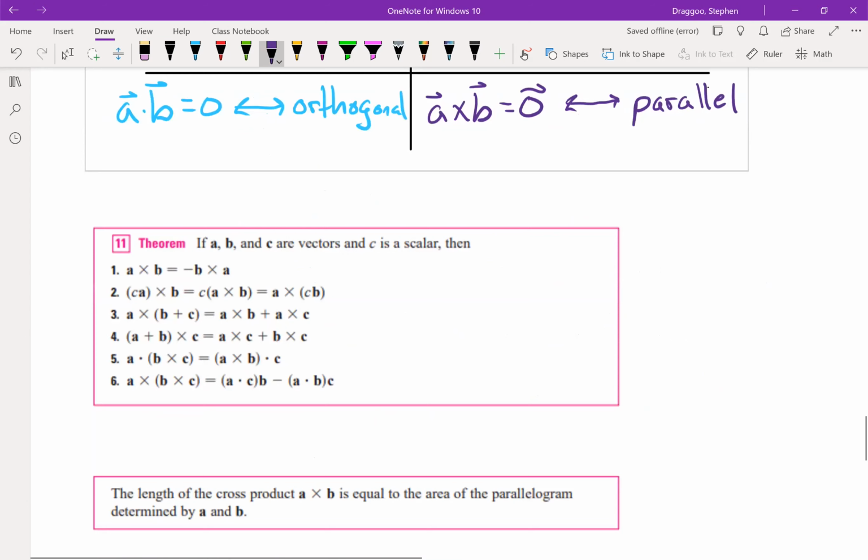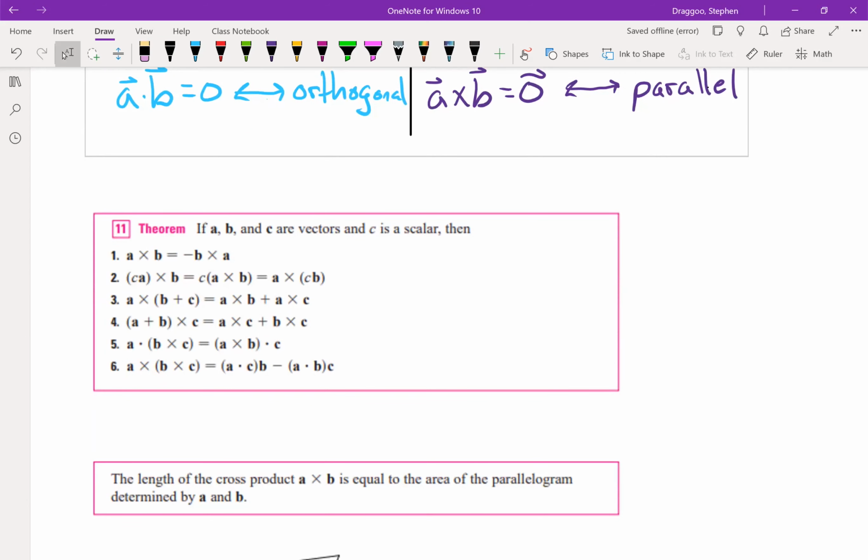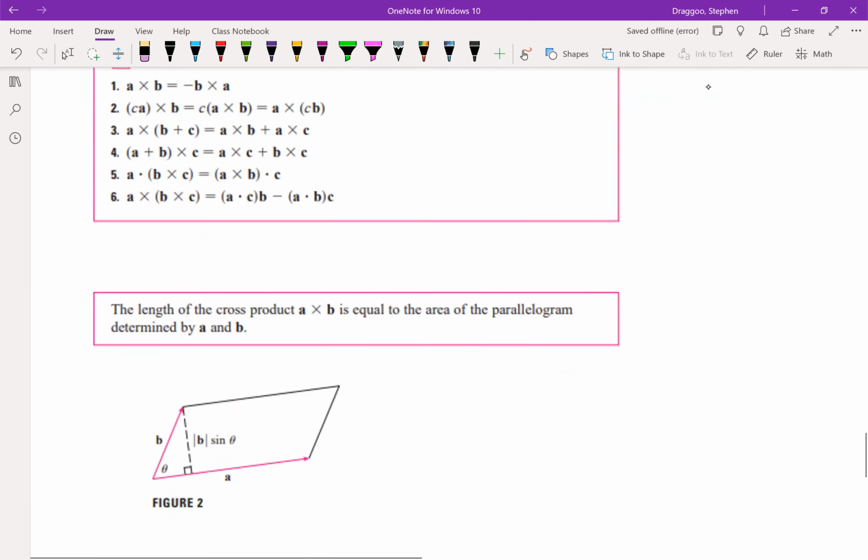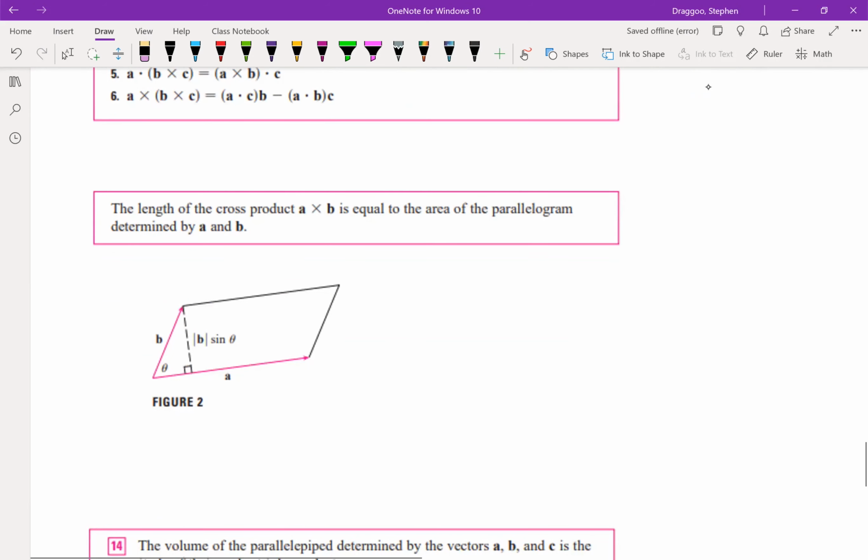So a couple more things. Several properties about cross products. The first of which, one of the more exciting ones, is that if we take the cross product of two vectors, that's the same as the negative of the cross product with their orders reversed. And then there are several other theorems here that may be helpful when you're doing algebra with these cross products. But then let's also take a look at what the magnitude of this cross product means.